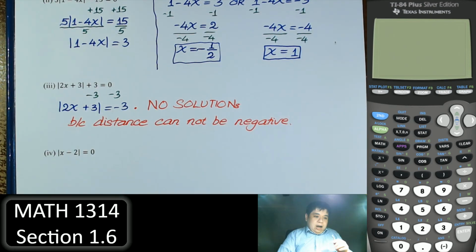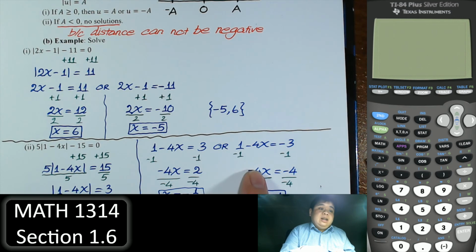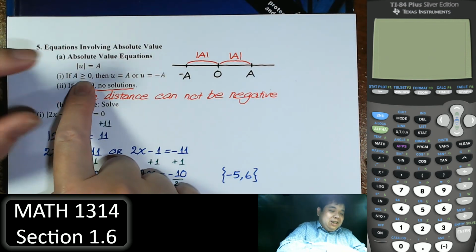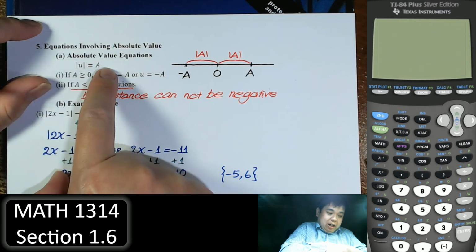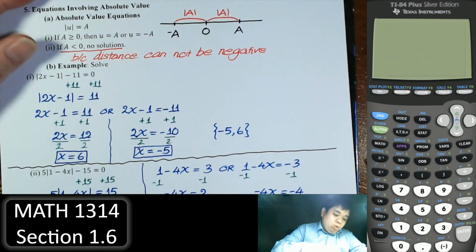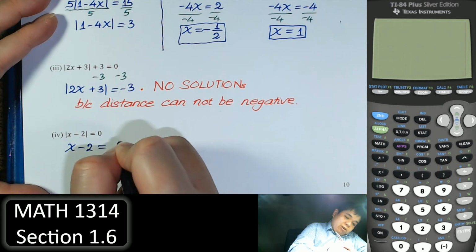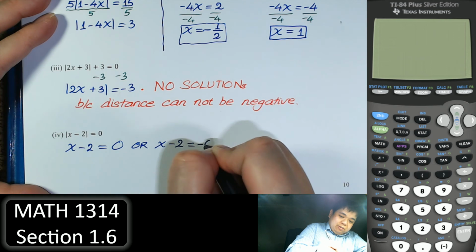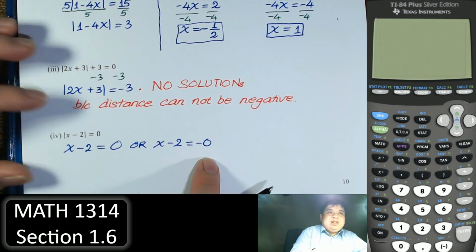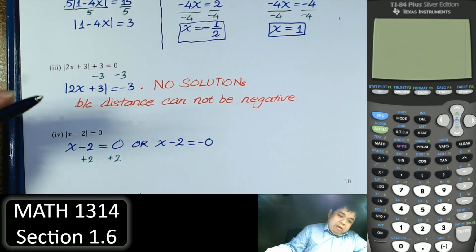Right. Next, we have an absolute value equal to 0. So can we use this rule? And of course, we can. As long as the number on the right hand side is greater than or equal to 0, we can use this rule. But we'll see that x minus 2 equal to 0, or x minus 2 equal to negative 0. Of course, 0 or negative 0 is just 0. Just add 2 on both sides. So we have x equal to 2.